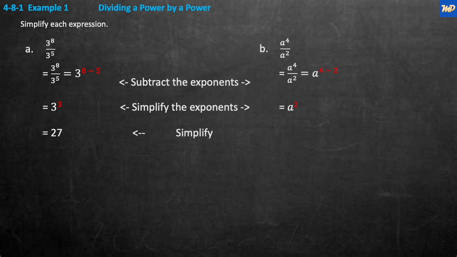As for b, we have a to the 4th power over a squared. Well, in this case, a to the 4th divided by a squared is equal to a to the 4 minus 2. If we complete the math on that exponent, we have a squared. Then you can't do any more with it. We seem to be done at this point.